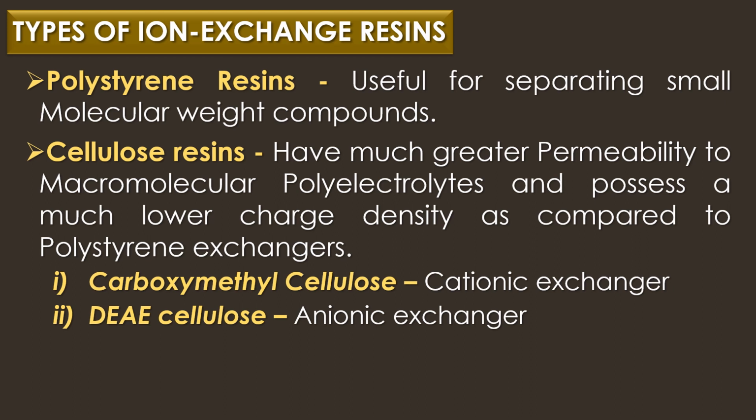Cellulose resins have much greater permeability to macromolecular polyelectrolytes and possess a much lower charge density as compared to the polystyrene exchangers. It includes carboxymethyl cellulose, which acts as a cationic exchanger, and DEAE cellulose, which acts as an anionic exchanger.